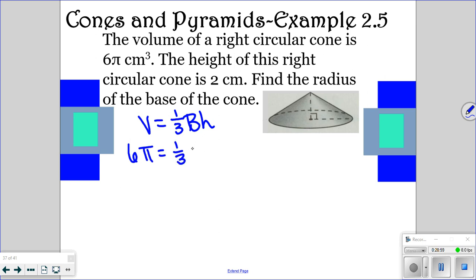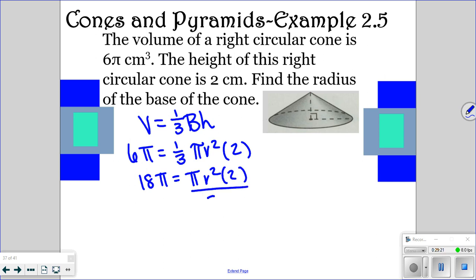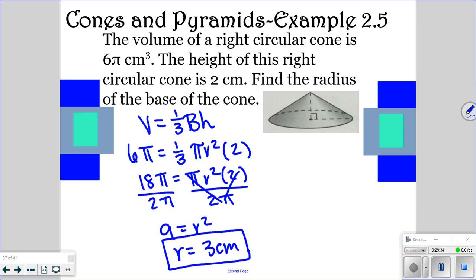They told us it's a circle for the base, so pi r squared is your base. And then the height they told you was 2. So now we just have to solve for r. I can multiply both sides by 3 to make this 18 pi equals pi r squared times 2. And then if I divide both sides by 2 pi, you'll get 9 equals r squared, and so r equals 3. So that's the radius. That one you just had to work backwards.